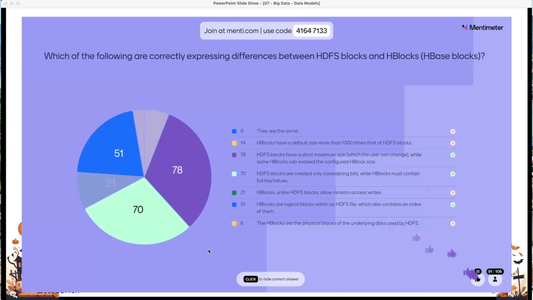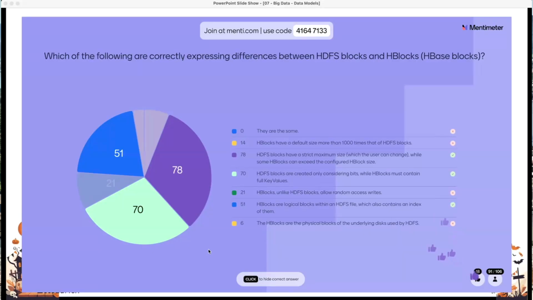So the HBase blocks are elastic, and in fact, they can even grow to 10 megabytes if you have very large values, right? Like a big XML document or a big JSON document of 10 megabytes, then of course, the HBase block is going to extend to that. Okay, so yes, that's the correct answer.